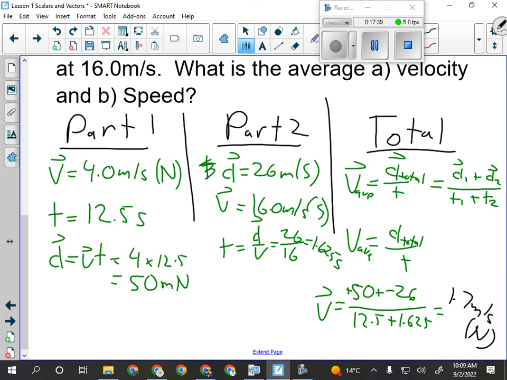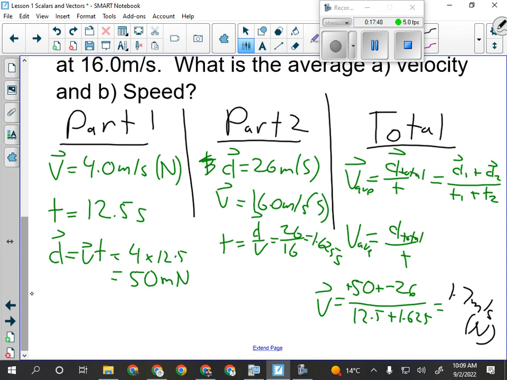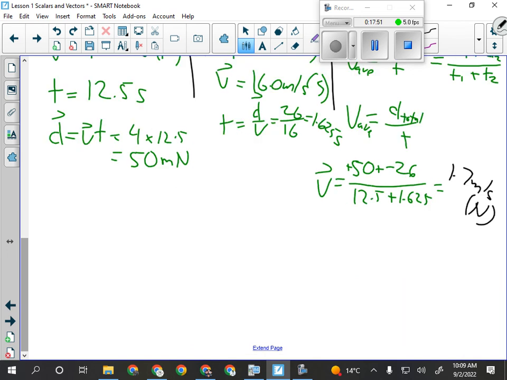Okay, what do I need to change to get the average speed? You won't have to take into account direction. Right. So instead of subtracting the 26, like for average velocity, you don't have to take into account the south direction of the 26. Exactly. So now to get speed, I'm just going to go 50 plus 26. Okay, there's no negative involved. This is how far did it go? It went 76 meters. Okay, and how long did that take? 14.125 seconds. Yep. And again, dangerous for me to do things in my head.